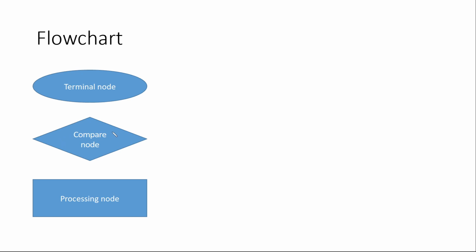The diamond shape expresses a compare operation, like when you want to compare this number to that number or something like that. And finally, the rectangle shape. Normally we are going to do some kind of processing in this node, like executing some functions, calculating something.